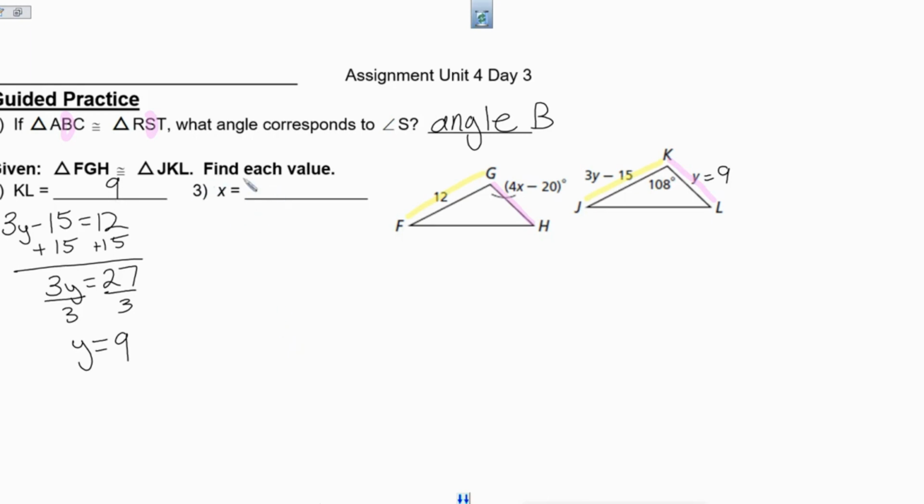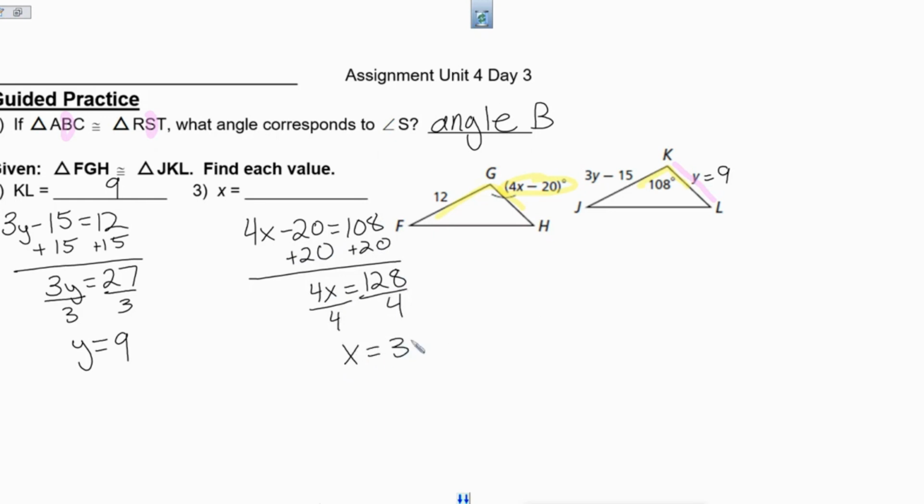Then, our next problem, we're looking for X. X is in angle FGH. So, what angle matches up with angle G? Angle K. That means that 4x minus 20 equals 108. Add 20 to both sides. That gets us 4x equals 128. Divide by 4 on both sides, and x equals 32.